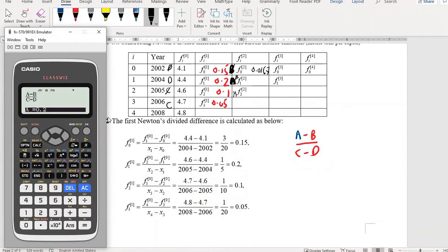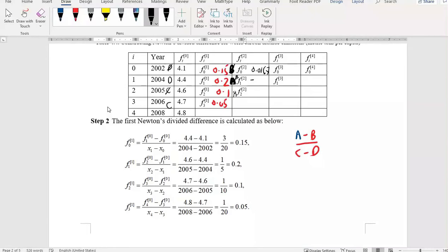So now A is 0.1, B is 0.2, your C is 2006, the D is 2004. So you get negative 0.05. So this is negative 0.05.